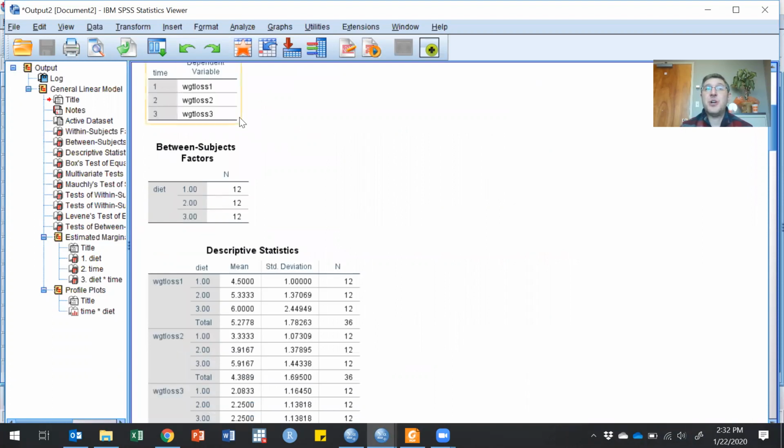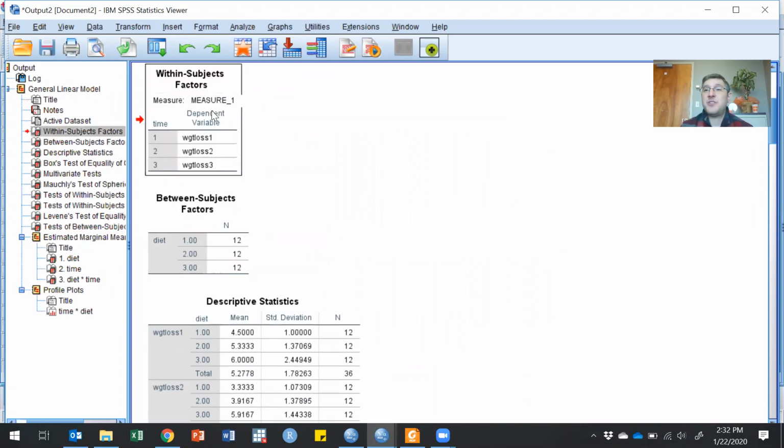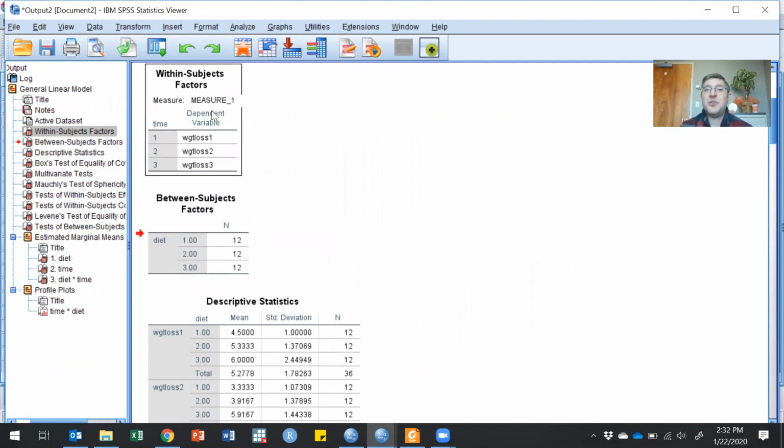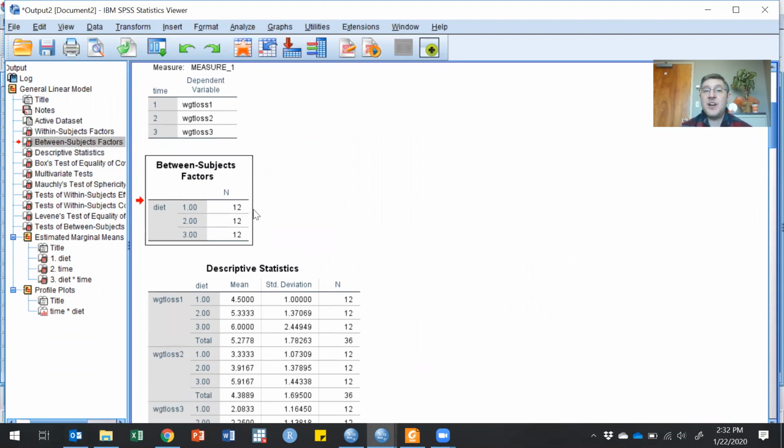You get your within subjects factor variable. A lot of the stuff is just to check, make sure your data were entered correctly. You had 12 subjects in each diet program. That was right. If you noticed a mistake there, like one had 13, one had 11, you miscoded somebody. So it's good to look at some of these descriptive statistics just to make sure things are being coded correctly.